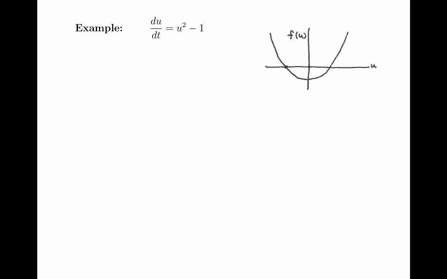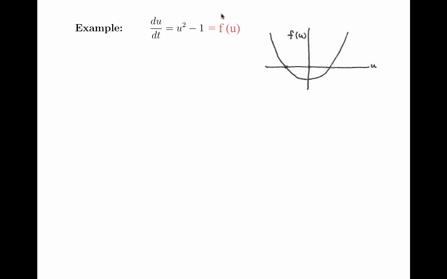So let's consider an example of this geometric analysis and applying our 3-step procedure. To do so, we'll consider an example where, in this case, we'll set du dt, our differential equation for our dynamical system, equal to u squared minus 1, where this function u squared minus 1 corresponds to our function f as a function of u.